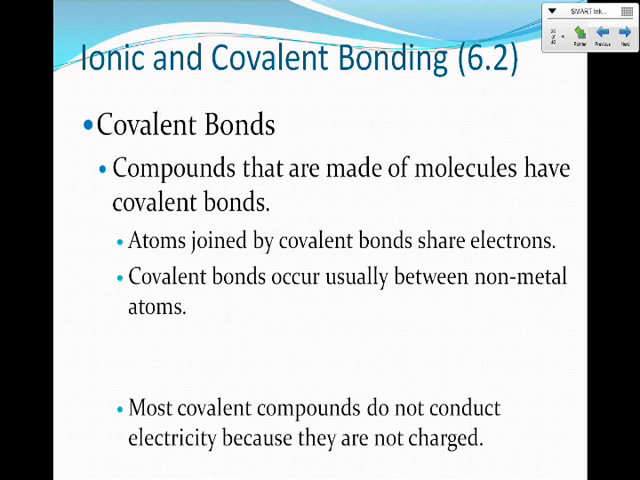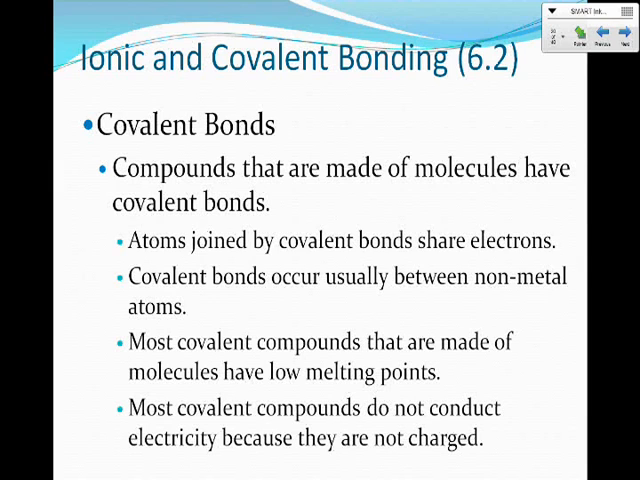And I'm sorry, these are out of order. So atoms join by covalent bonds by sharing electrons. You've got to know that. Remember, ionic bonds transfer electrons. Covalent bonds share electrons. And you must know how electrons are transferred in the bonding experience.